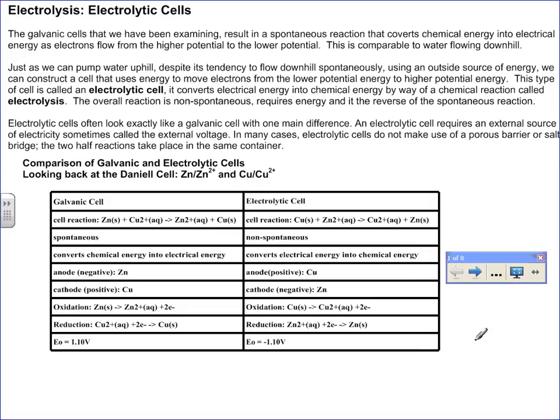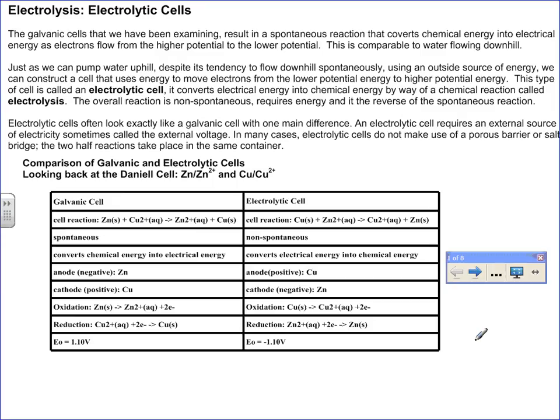In this lesson, we're going to look at electrolysis and Faraday's law, which is quantitative electrolysis. When we're dealing with electrolysis, we are using electrolytic cells, which are different from galvanic cells. The galvanic cells that we've been looking at so far have resulted from spontaneous reactions where the electrons naturally flow from a higher potential to a lower potential. In an electrolytic cell, we're going to use the non-spontaneous reaction, and it's going to require energy.